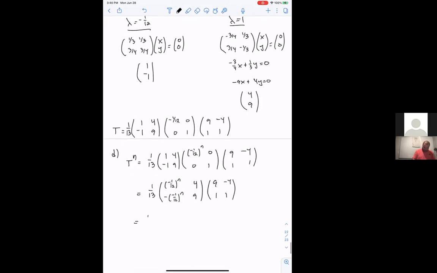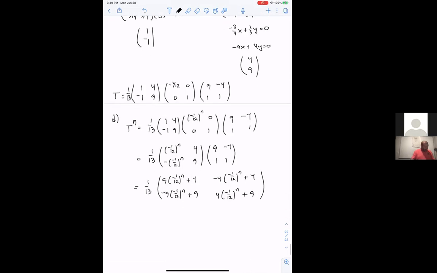So this gives me 1/13 times 9 times negative 1/12 to the N plus 4. Negative 9 times negative 1/12 to the N plus 9. Negative 4 times negative 1/12 to the N plus 4. And positive 4 times negative 1/12 to the N plus 9. So what I'm getting is not what they're getting, but either I'm working too quickly and I'm making a silly mistake somewhere, which I'll certainly check afterwards, or they're wrong again. But let's assume this is correct.